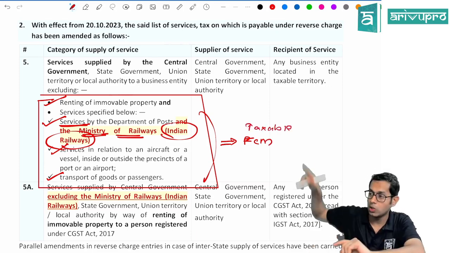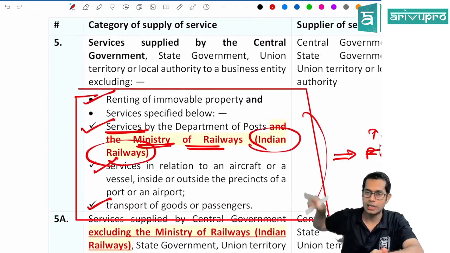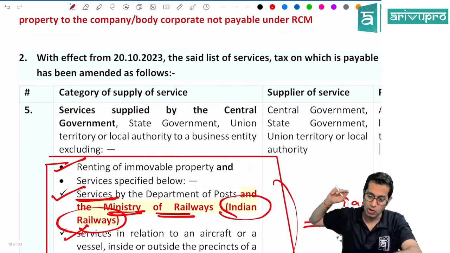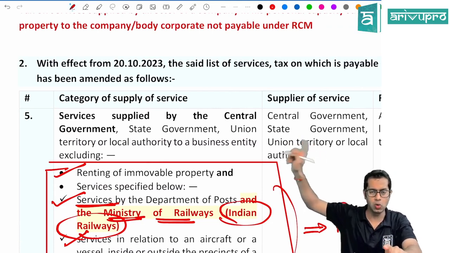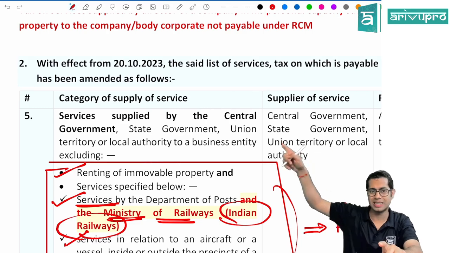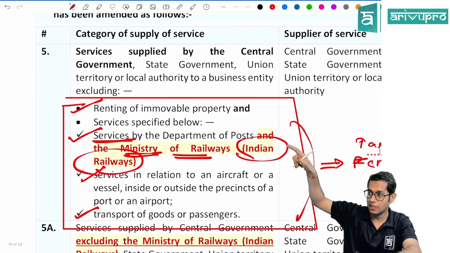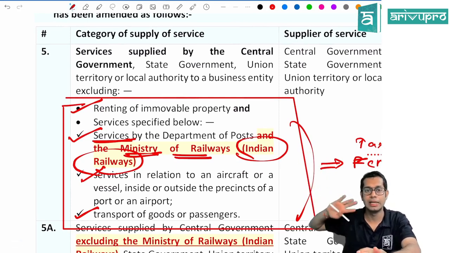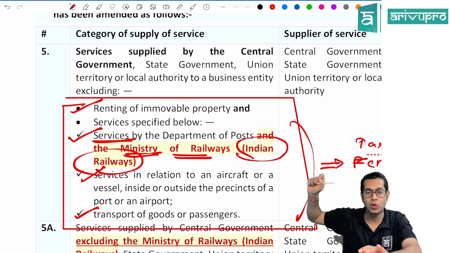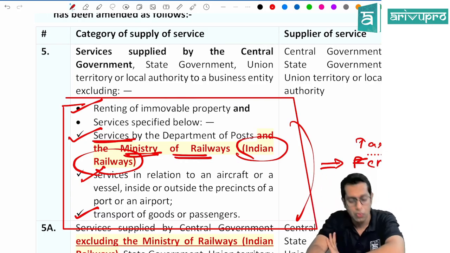See, please note all these items which you are seeing over here. Normally services given by government, that is central government, state government, union territory, local authority to a business entity are taxable under reverse charge. However, if these services are of these specified types, then it is not taxable under reverse charge. It is taxable under what charge, sir? It is taxable under forward charge.